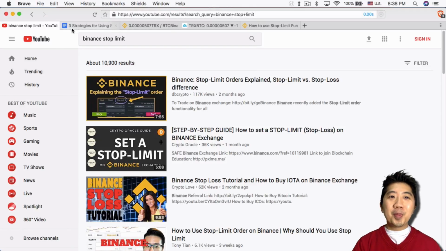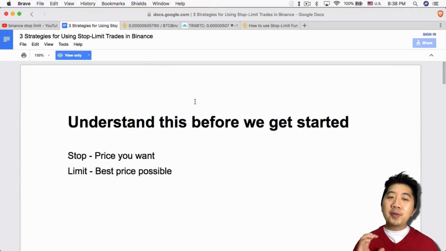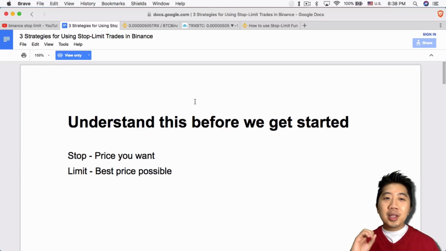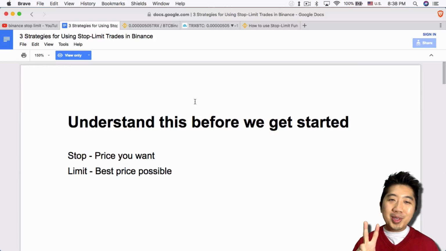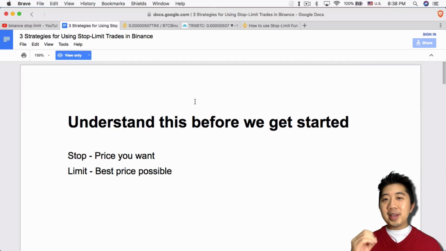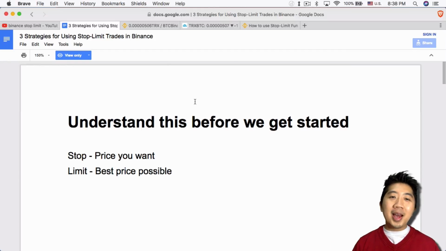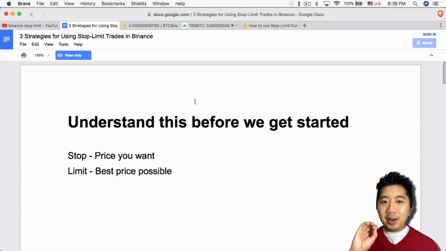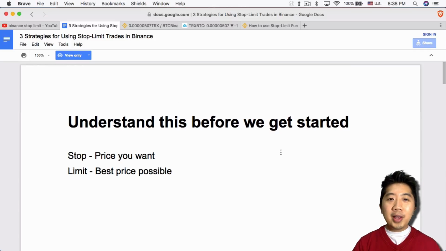So let's get started. First thing first, before we go into the strategies, you do have to understand the 2 simple key terms, the stop and the limit on the stop limit trade. So the stop is basically the price that you want, okay? And the limit is the best possible price. It's not a limit as what you understand to be a limit of the price. No, it's not that. It's the best possible price. Just as long as you think of those 2 terms the way that I wrote it down here, then you should be set. So let's go right into the first strategy.